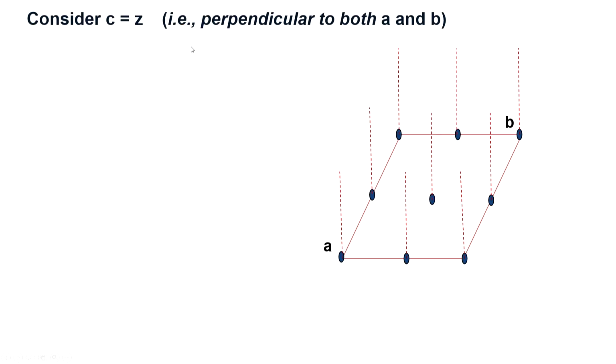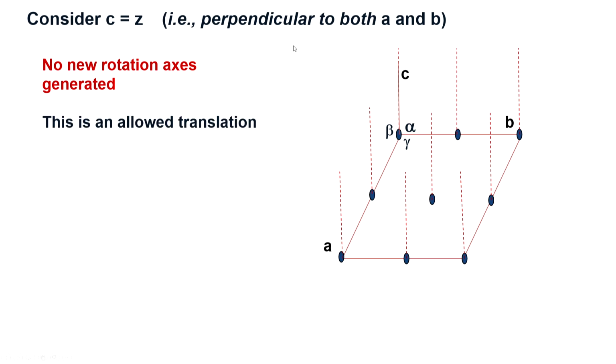Consider a translation C equal to Z, which basically means in the third dimension the Z axis in this case would be perpendicular to the AB plane or basically perpendicular to both A and B. So, I have added a third translation now, it will coincide with the two-fold rotation axis as shown. Now, this will create no new rotation axis and that is one principle that works out here. So, this becomes an allowed translation.